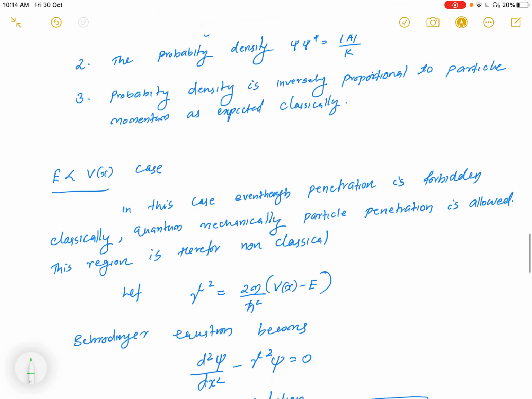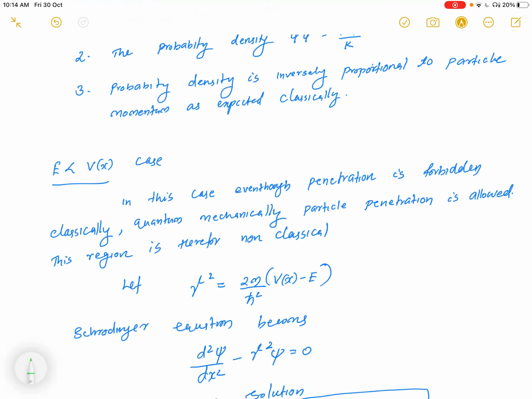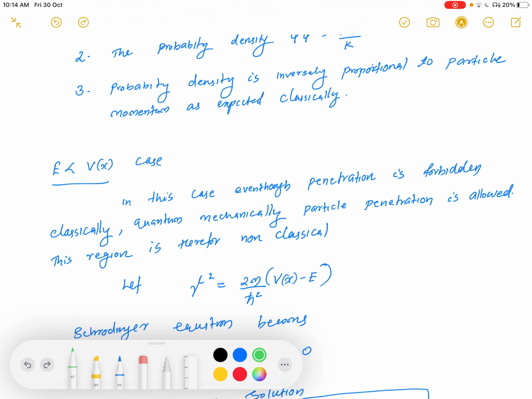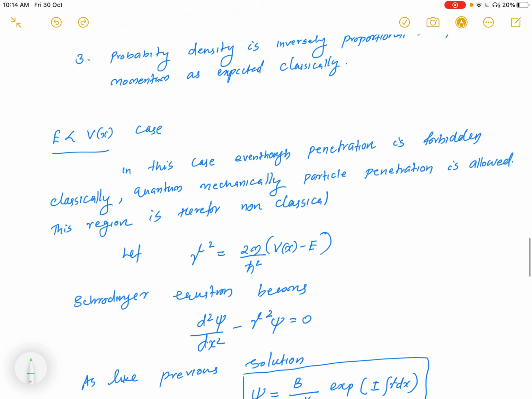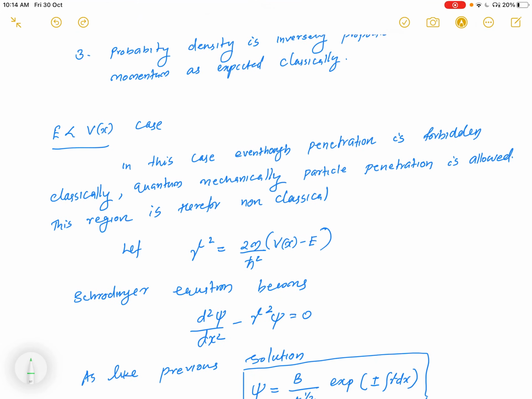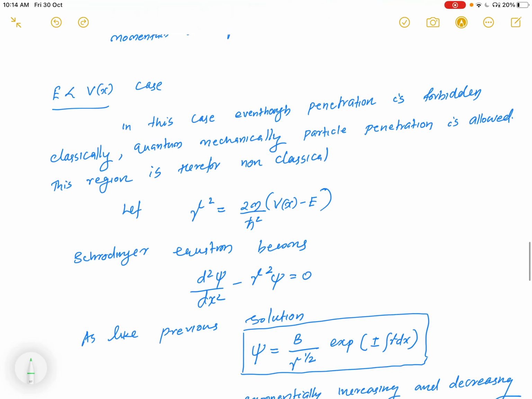So in this case, instead of k, I define a gamma square, with another constant, 2m by h cut square. Instead of E minus V of x, I take V of x minus E. That's all, and define gamma square. The Schrodinger equation becomes, instead of plus k square psi, minus gamma square psi is equal to 0.